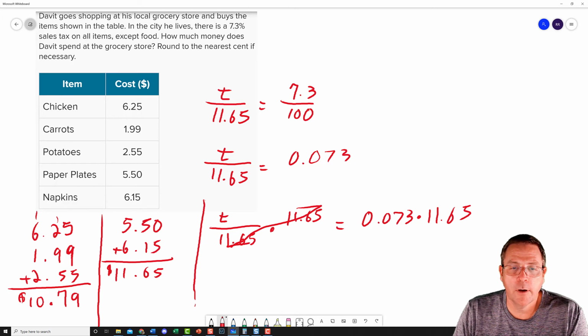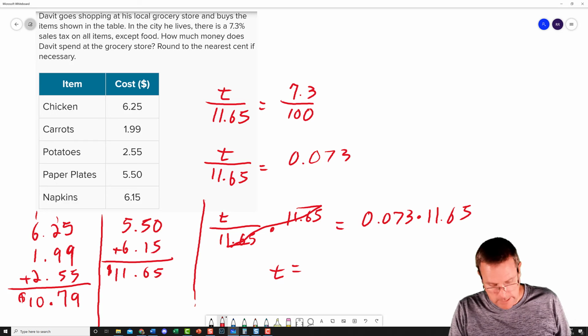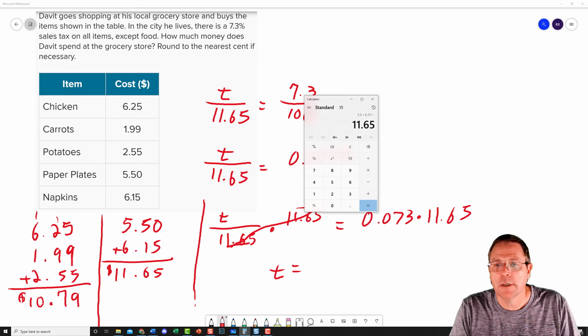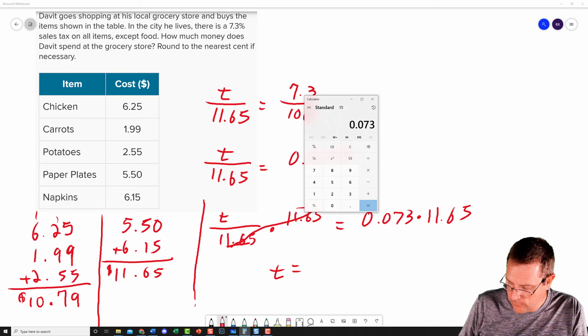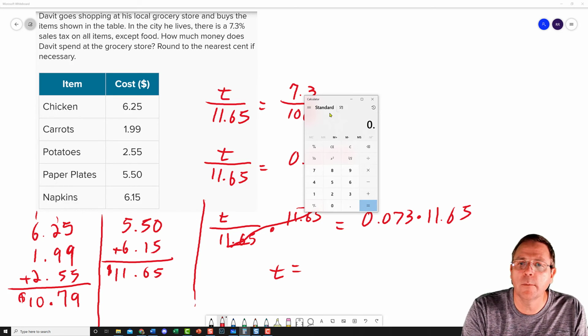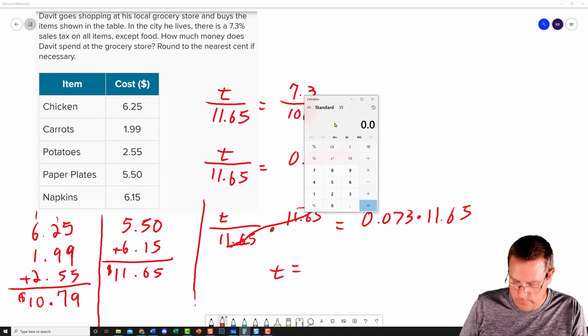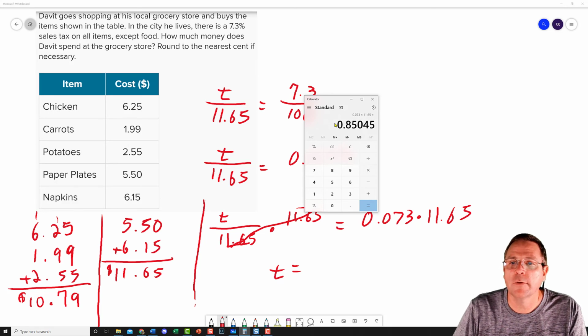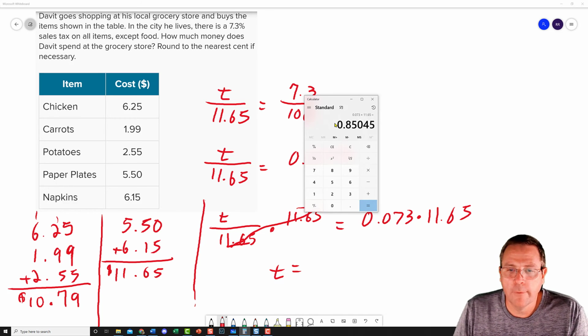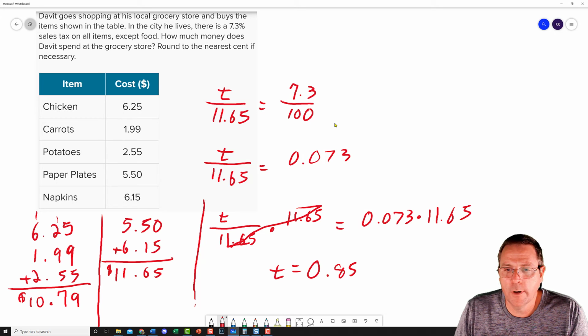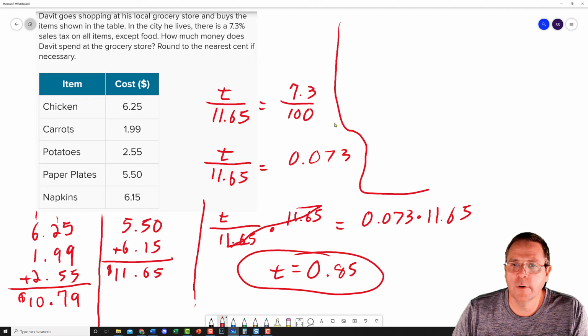These two divide out becoming 1. 1 times t is t. And grab our little calculator here. 0.073 times 11. Oh, it's not adding up. Let's try this again. 0.073 times 11.65, and that's going to give us 85 cents in tax. We're going to write that number down here. Tax is 0.85. Let's go ahead and circle it. It's not the final answer, but it's an important sub-answer.